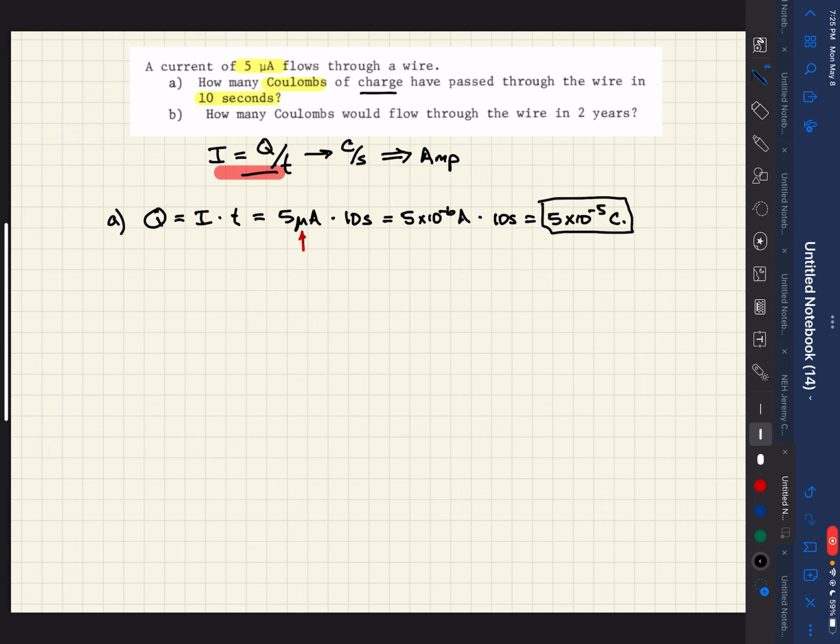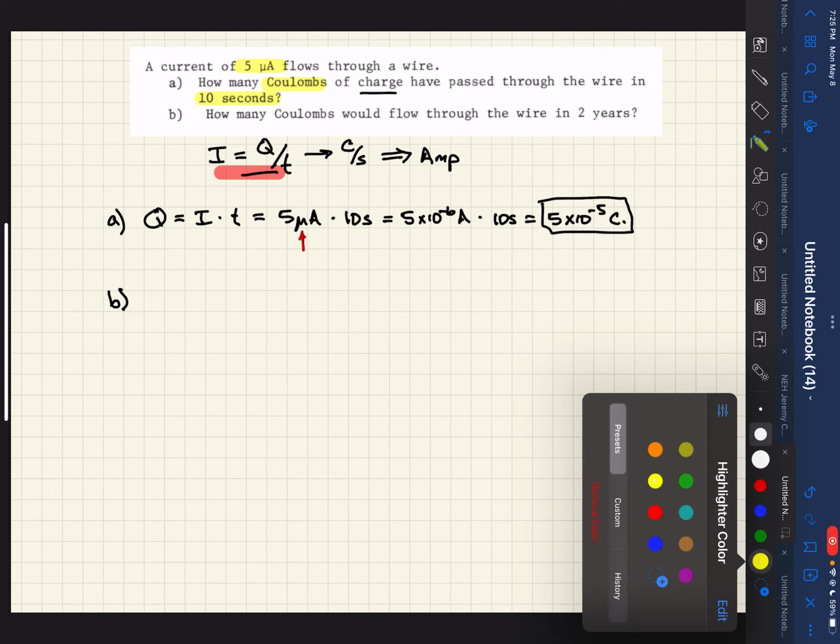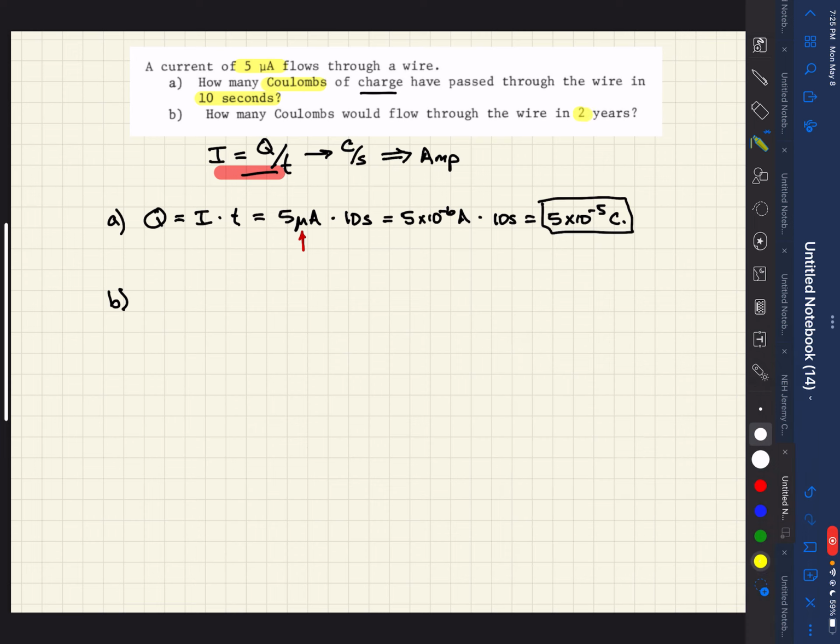And now we need to move on to part B. So in part B, it's a similar request, but this time we're given a time period of 2 years, which we see right here, 2 years. Okay, so we need this in seconds, though, not in years, because our equation is defined in seconds.